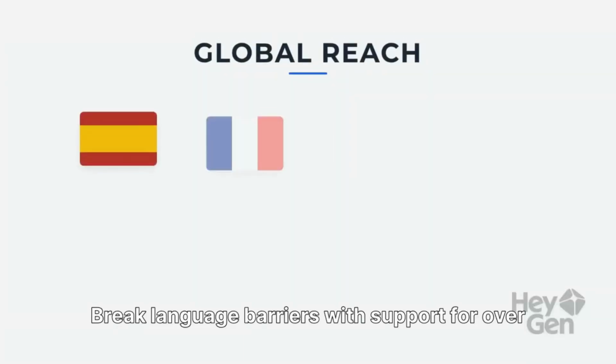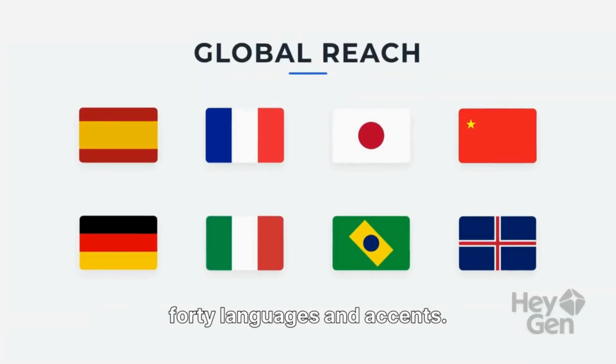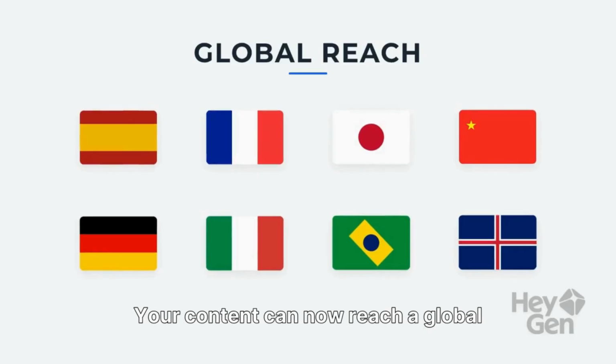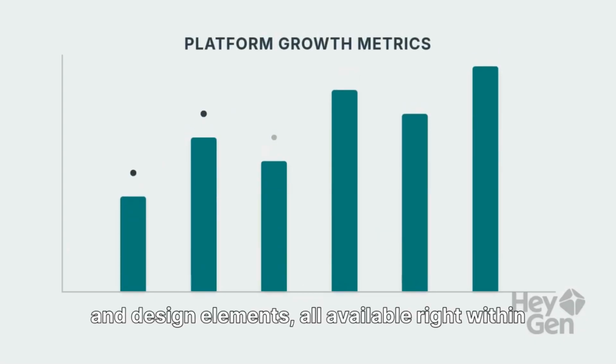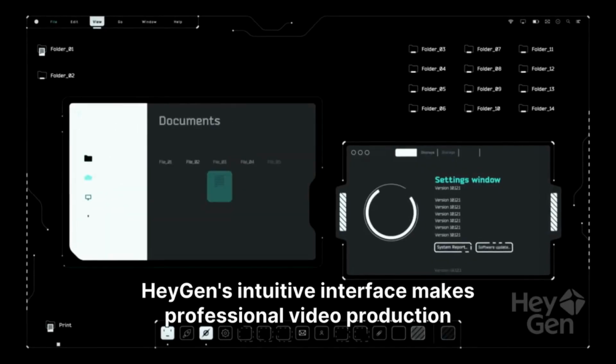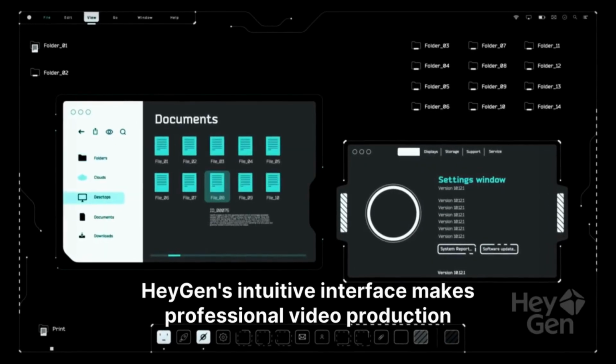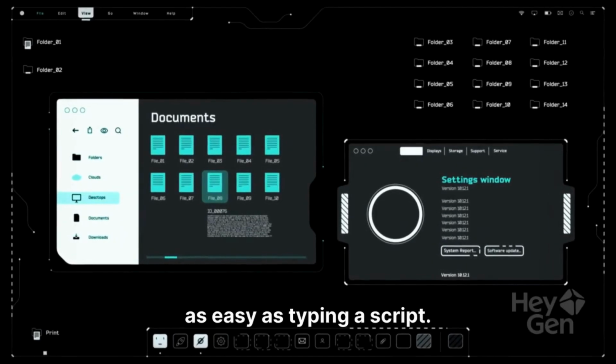Break language barriers with support for over 40 languages and accents. Your content can now reach a global audience. Enhance your stories with stunning motion graphics and design elements, all available right within the platform. No editing skills? No problem. HeyGen's intuitive interface makes professional video production as easy as typing a script.